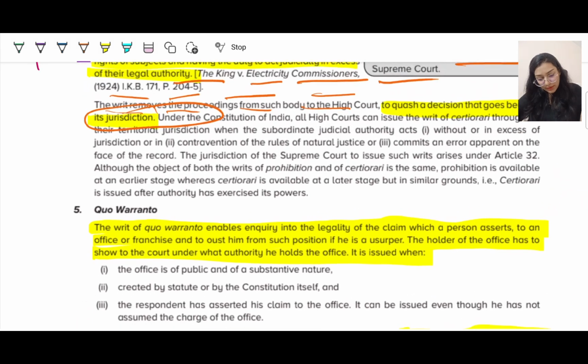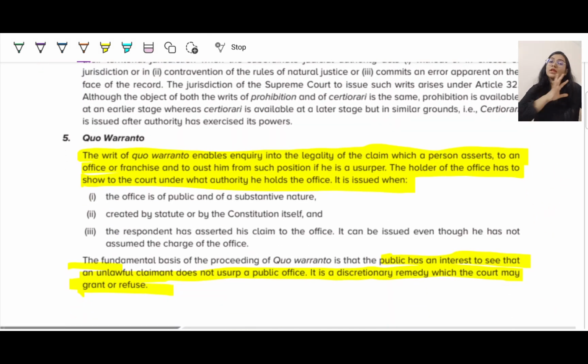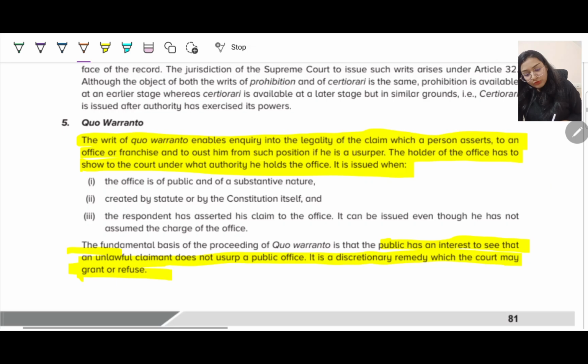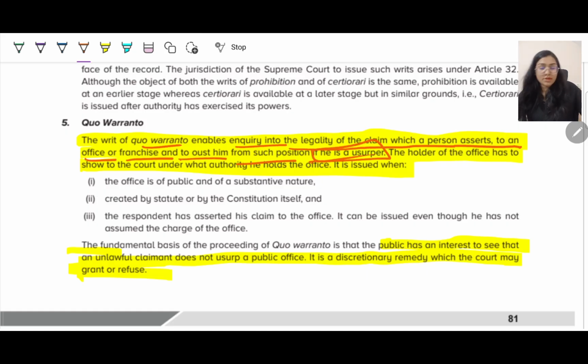Fine. Now finally we have quo warranto, which is your last writ. The writ of quo warranto enables inquiry into the legality of the claim which a person asserts to an office or franchise or to oust him from such position if he is usurper. Forget everything. I have to be of some basic qualification if I have to be in certain position. Fine. Quo warranto just says what is your authority? Are you even qualified in this particular position? That is what we are trying to understand here.